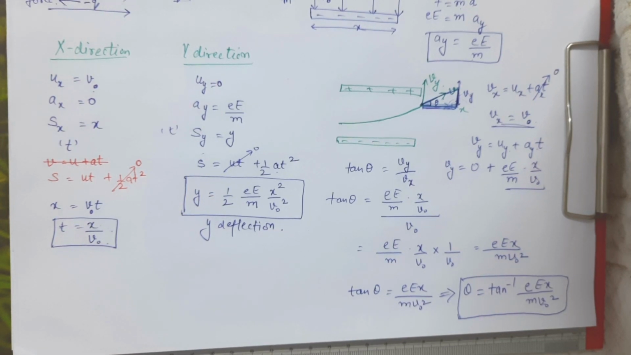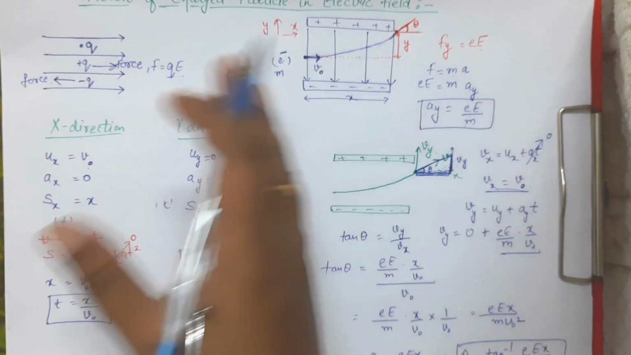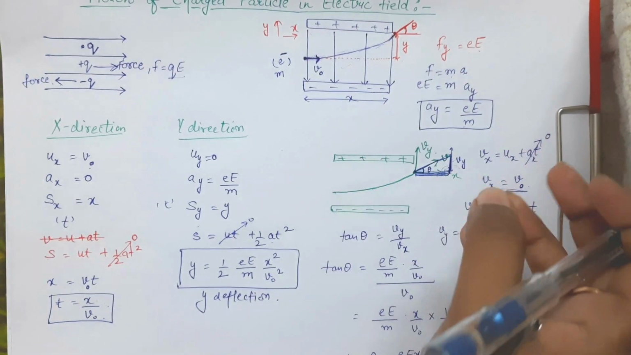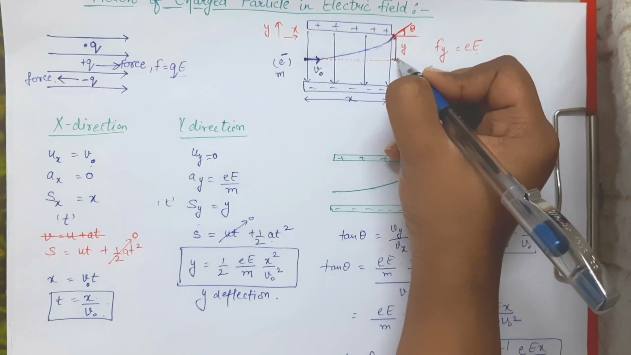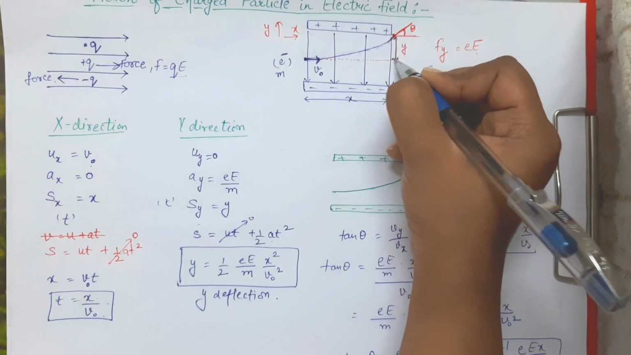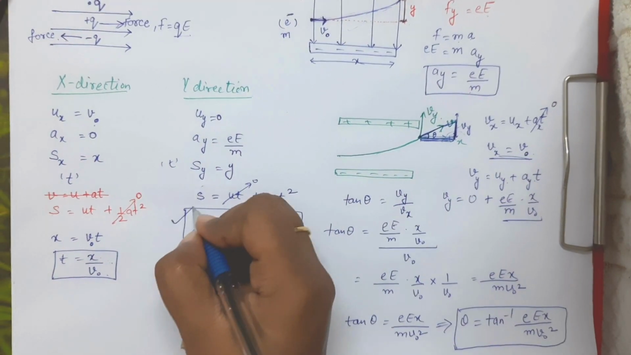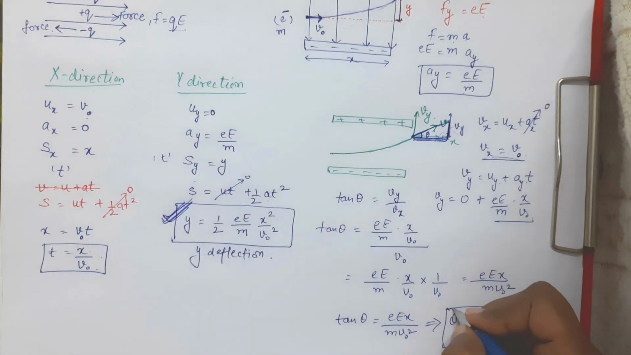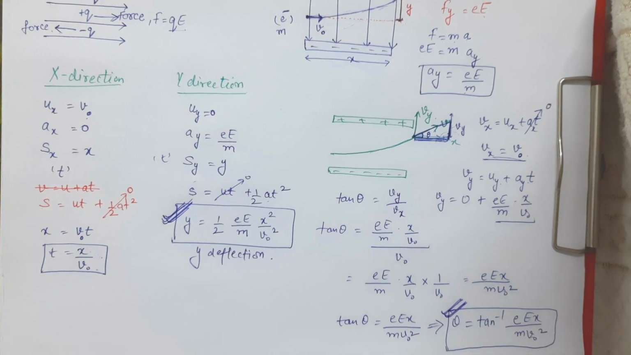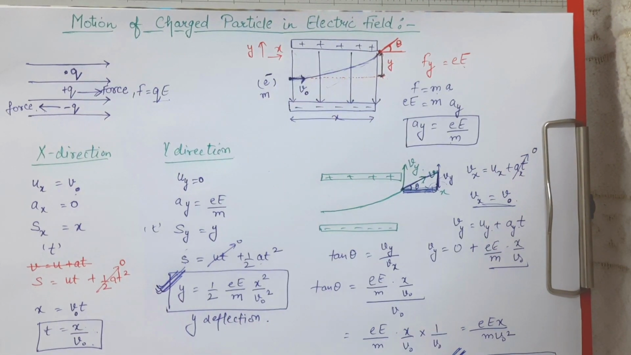So what we have found is that we have placed a charged particle in an electric field, and using some of the formulas and some of the basic concepts, we have found this deflection along y direction in the form of distance, and deflection in the form of angle theta as well. So y deflection was this in the form of distance, and in the form of theta angle it is this, right? These two things we have found now. So this is all about motion of the charged particle in electric field.